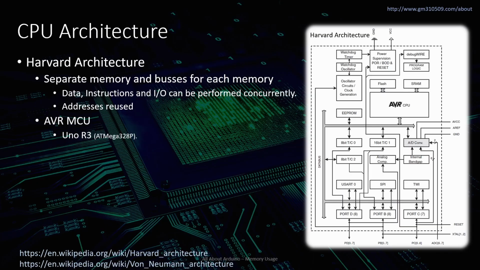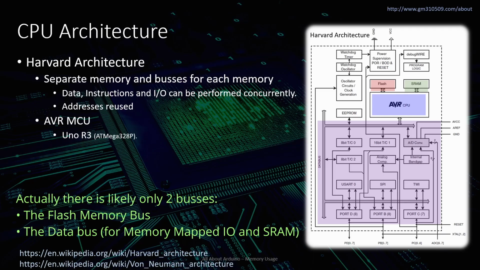So in the Harvard architecture, there's separate memory and buses for each memory. So you can see here there's a CPU and there's sort of separate memories, and there's all of these lines interconnecting, which is the different buses. So what that means is that the CPU has 3 buses coming out of it. So that means it can actually access 3 different types of memory at the same time.